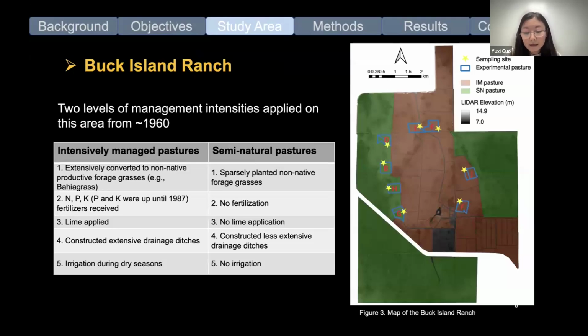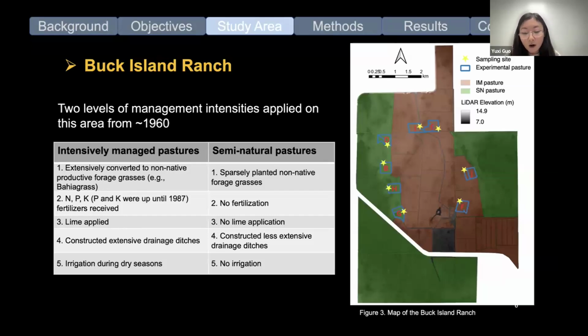The intensively managed pastures were extensively planted with highly productive bahia grass, received regular nitrogen fertilizer plus phosphorus and potassium until 1987, and had lime applications. These pastures also featured extensive drainage systems through constructed ditches and sometimes received irrigation during dry seasons.